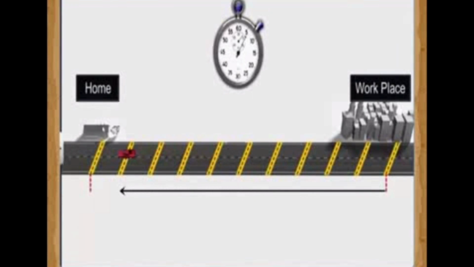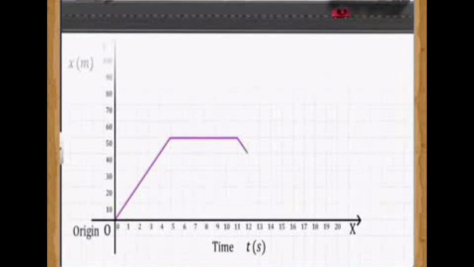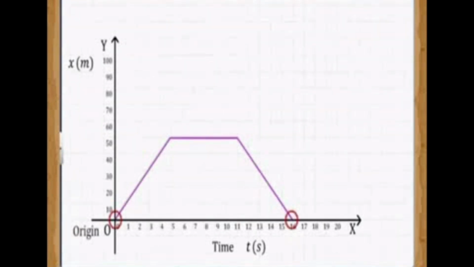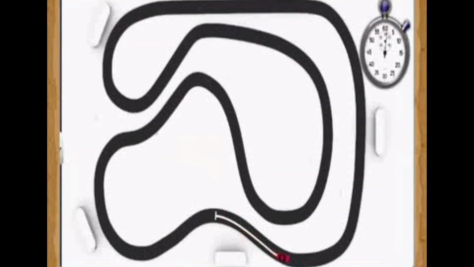Then it returns from the workplace to home. That is the negative direction, if you take the x-axis. See that the slope is going in the downward direction, so it is called a negative direction. Using that, you can calculate the displacement for a particular time period, with the initial and final position over the total time period.